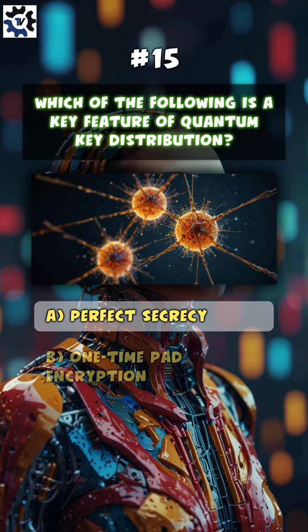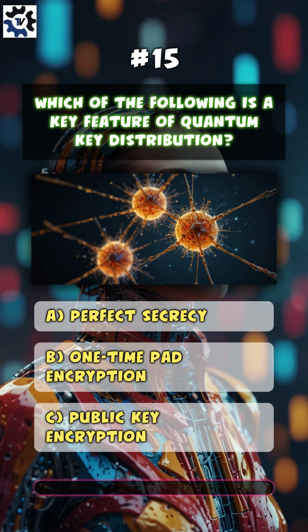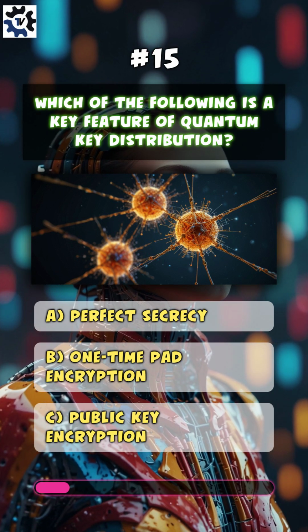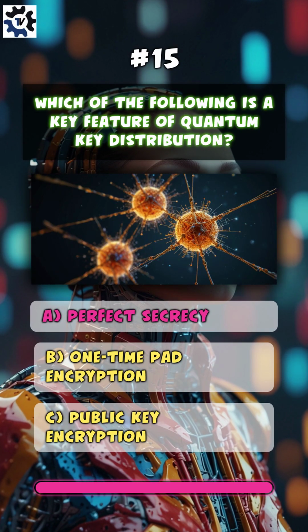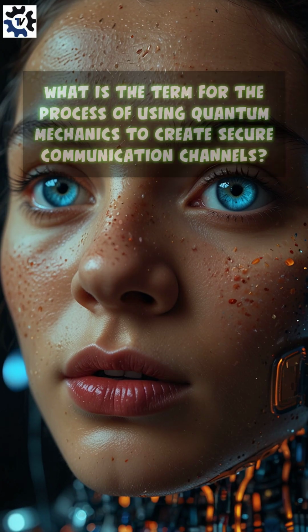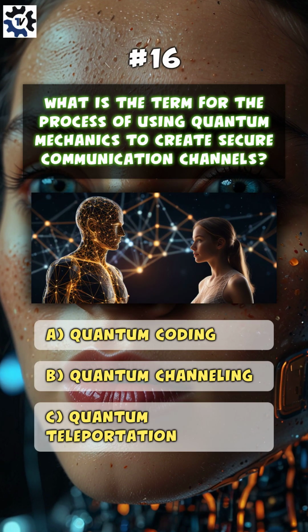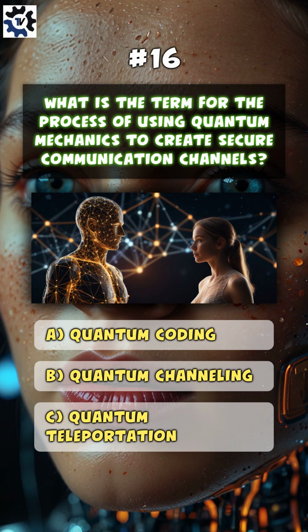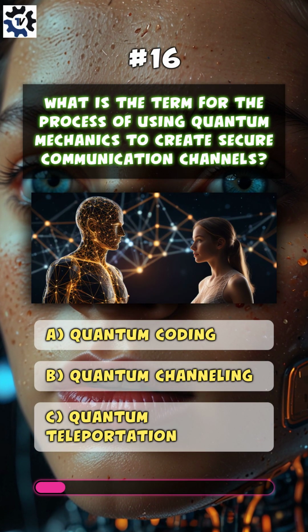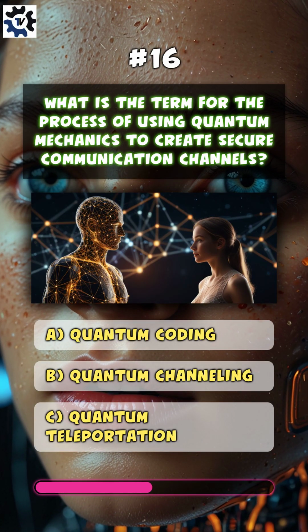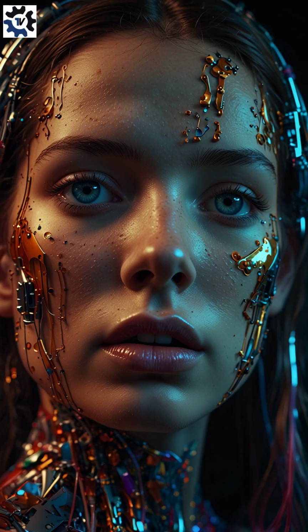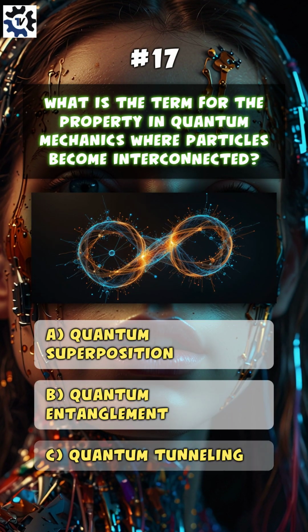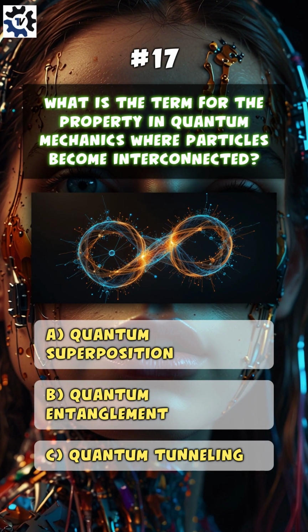Which of the following is a key feature of quantum key distribution? A. Perfect secrecy. What is the term for the process of using quantum mechanics to create secure communication channels? B. Quantum channeling.